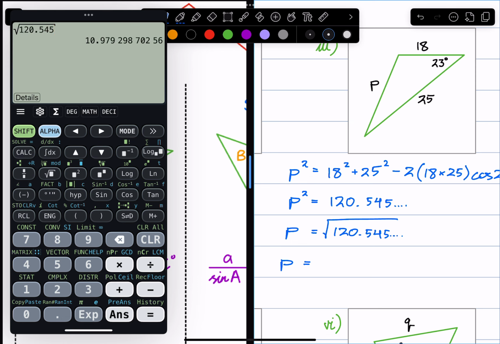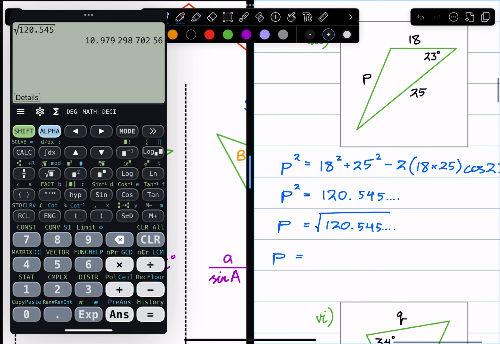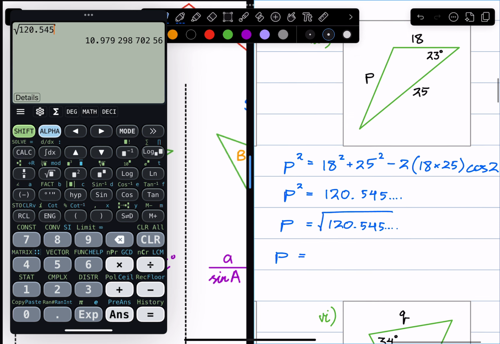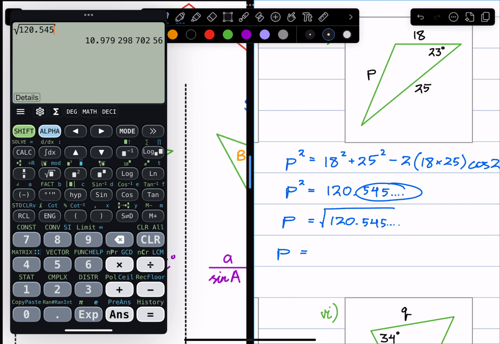120.545. This is not going to give the most accurate answer because there were more decimal places. But for the sake of time, understand that you need to substitute all of the decimals possible in the square root. For this, let's just summarize it as 10.97, but that rounds up to 11.0 units, or centimeters, or whatever it might be.